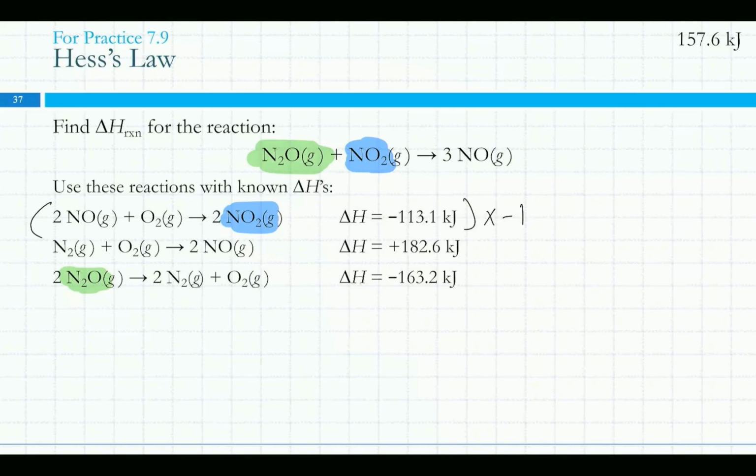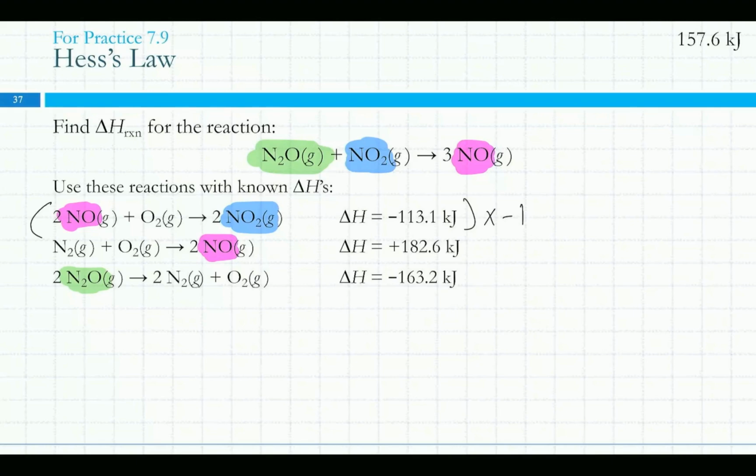And then the last one we look at here is nitrogen monoxide. Where is that in my 3 reactions? It's a product in my second one, but it's a reactant in the first one also. So if I added these together the way they are right now, it would just cancel out. That's not what we want.